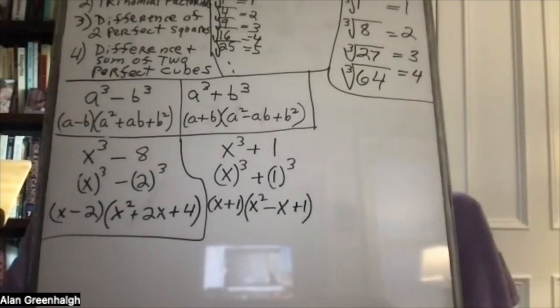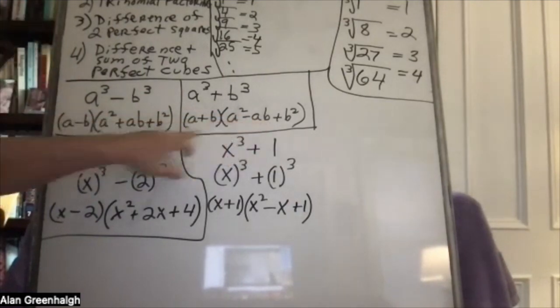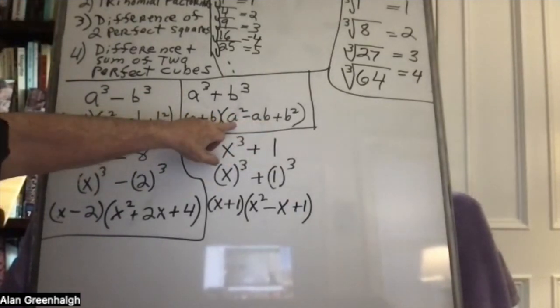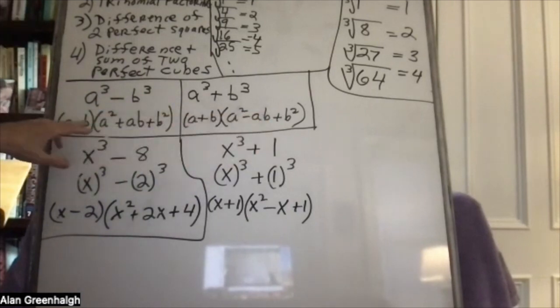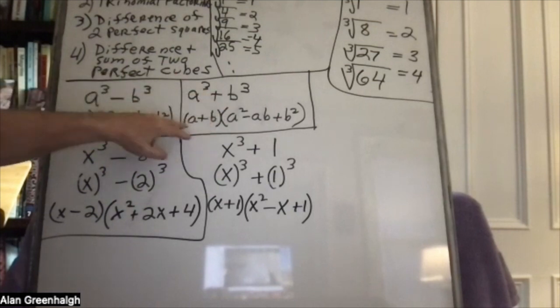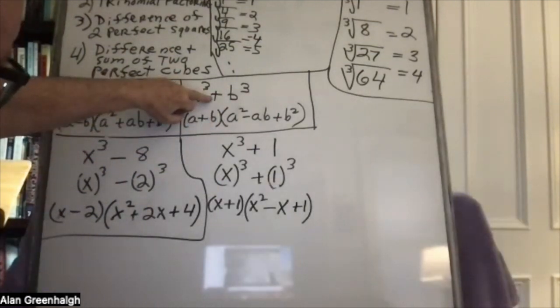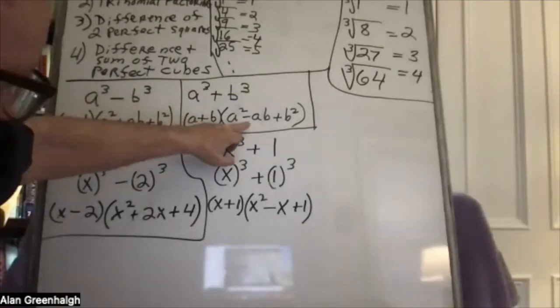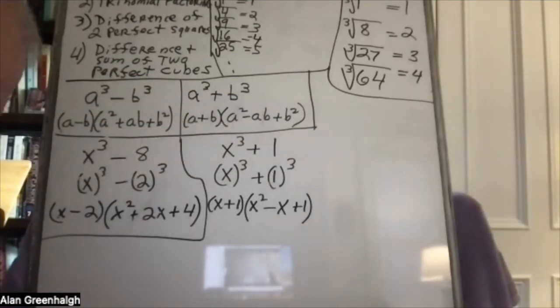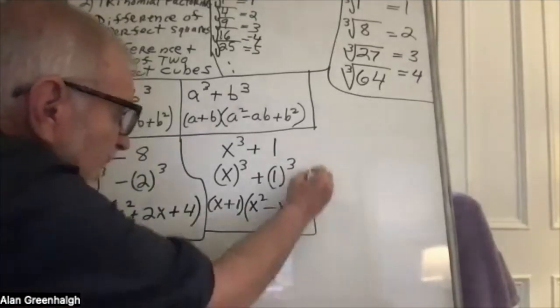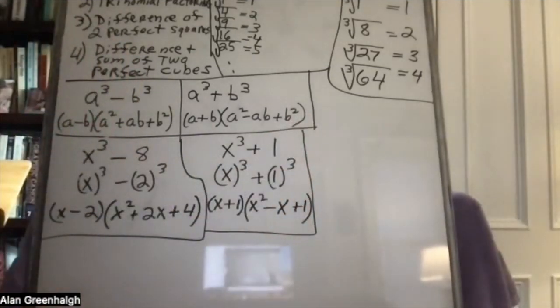It's the same process with the AB and the AB, and the A squared, and the A squared, and the B squared. The only thing is, here, this is negative because that's negative, and if this is negative, that's positive. Everything is the same here, except if this is positive, that's positive, and therefore that's negative. That's how I remember it. And that's called a difference and sum of two perfect cubes.